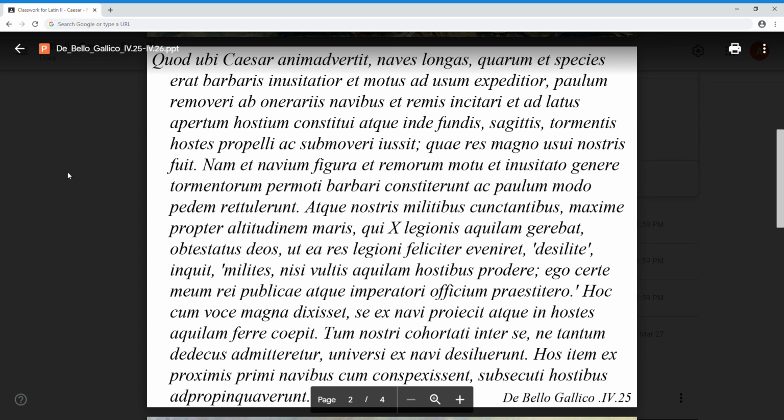Hos item ex proximis primi navibus cum conspexissent, subsecuti hostibus appropinquaverunt. Great word at the end. Hos item, and likewise these guys, hos, accusative plural masculine, ex proximis navibus, ablative, separation, from the nearest ships. Cum conspexissent, and there's the cum. So when these first guys caught sight of these guys from the nearest ships, they subsecuti, they followed up and approached the enemy. So likewise, when people from other ships caught sight of these guys jumping down, they did likewise. They followed up and approached the enemy. So they can finally make a proper landing. And now they can fight the Brits on dry land.